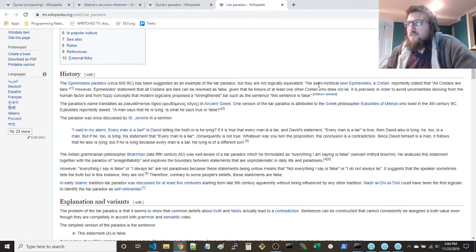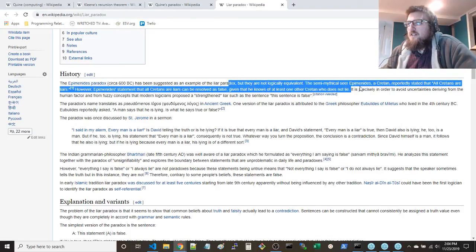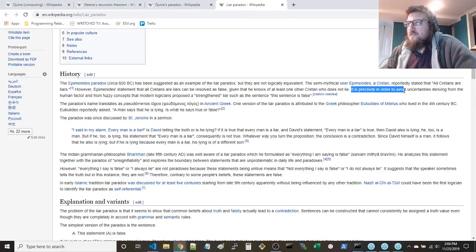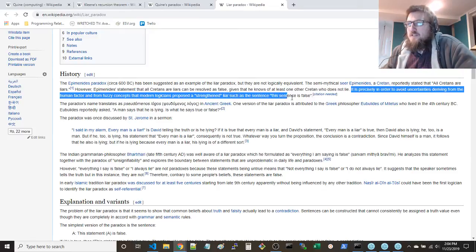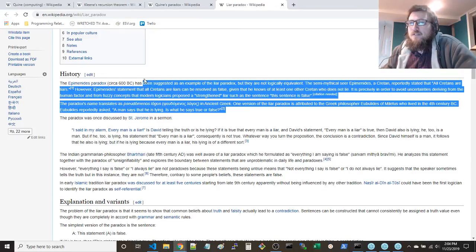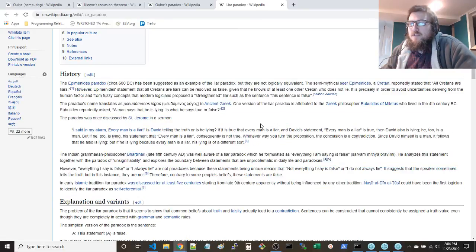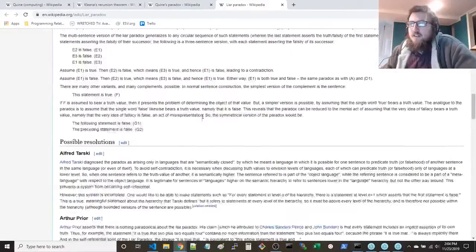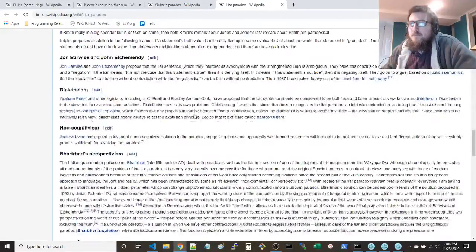Not logically equivalent. All Cretans are liars. Can be resolved as false, given that he knows of at least one who does not lie. It's precisely in order to avoid uncertainties deriving from the human factor and from fuzzy concepts that modern logicians propose to strengthen liars, such as the sentence is false. Yeah, that makes sense. Okay, I could follow this. The other stuff I'm not really able to follow.